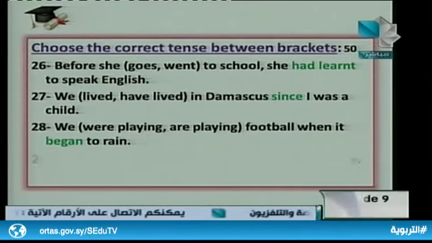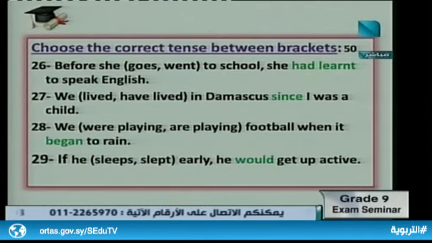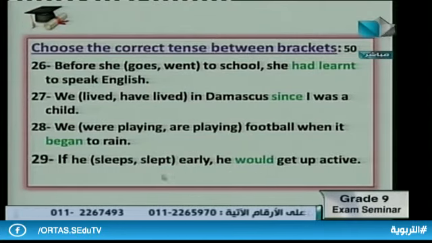Number 29: If he slept early, he would get up active. This is the second conditional sentence. We know that it's second from the second part. Here we have would and get. Would with verb 0 means second conditional. That means that in the first part, we're going to use verb 2.